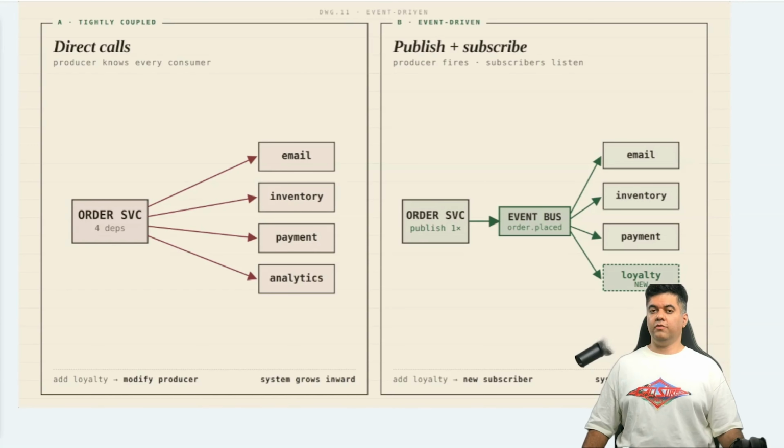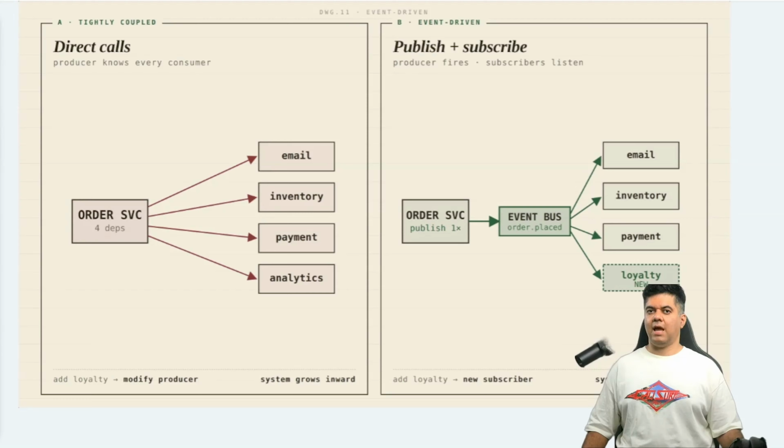And the reason it's so good for extensibility comes down to one thing. The producer does not know who is consuming. So here's a scenario. You have an order service. When an order is placed, you need to send a confirmation email, update the inventory, charge the payment, and log the order for analytics. The tightly coupled way to build this is the order service calls the email service, calls the inventory service, calls the payment service, calls the analytics service, and so on. So that's 4 direct dependencies.